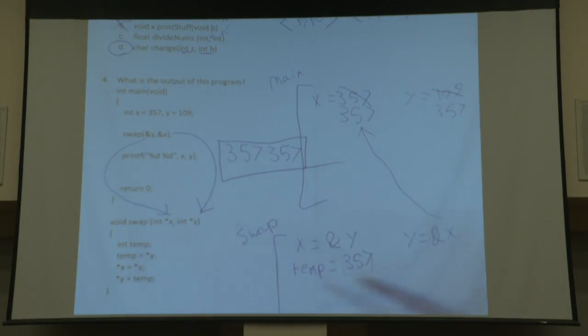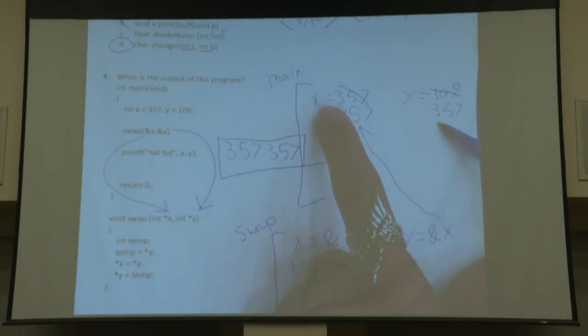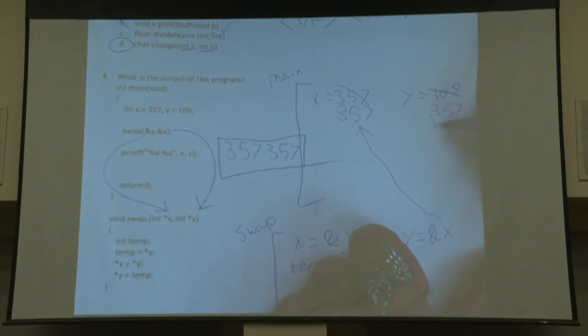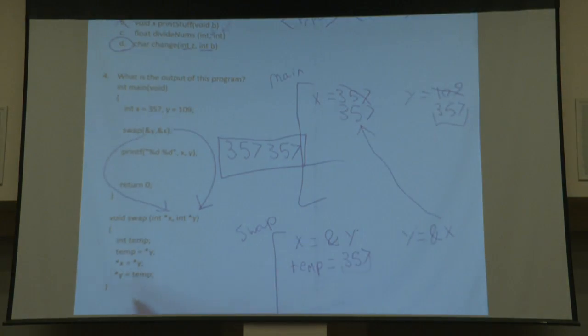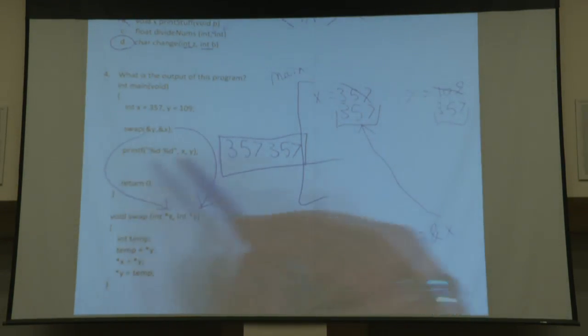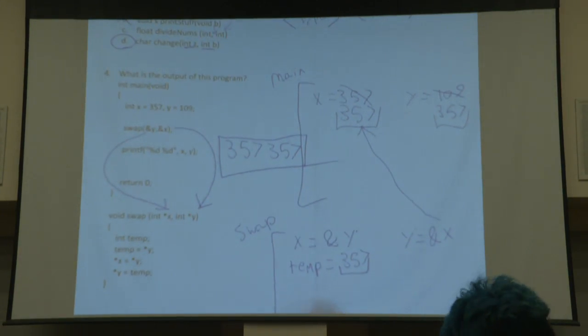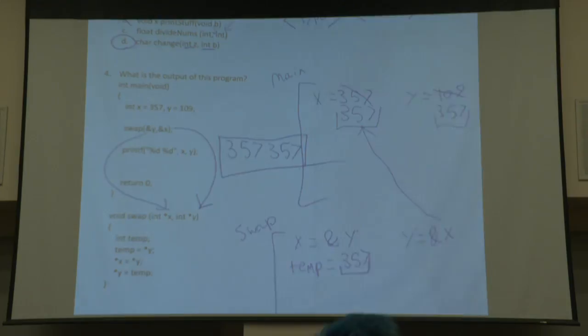Then we say dereferenced x, which is holding the address of y. So we go to y in main and say it is equal to dereferenced y. So we dereference y, go to the address of x, and then set it equal to that, which is 357. And then lastly, we say dereferenced y, which is holding the address of x, set it equal to temp, set it equal to 357. And then when we print that out, we get 357, 357. Everyone's cool with that? Cool.